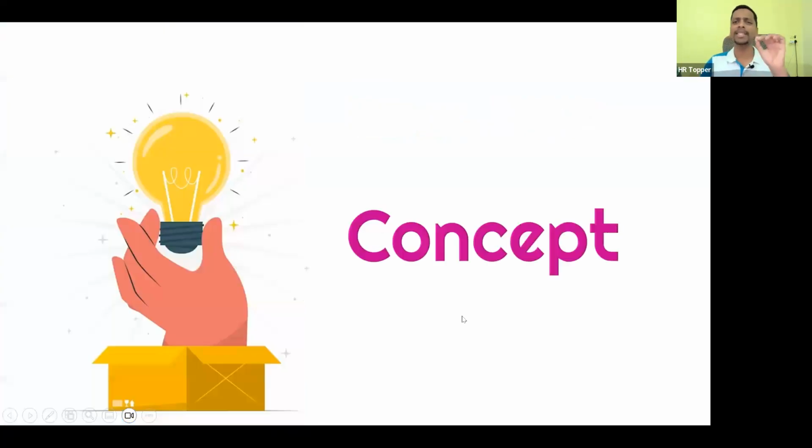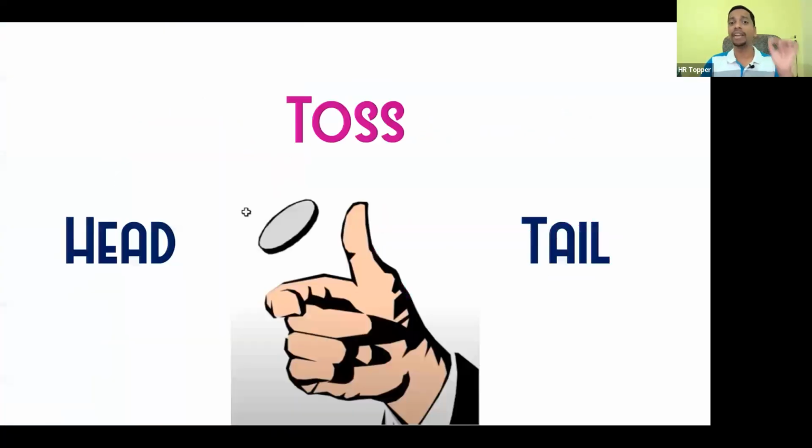Let me explain a simple concept which everyone knows about: the toss. Let's say you and me. I'm staying in Mumbai, so I'm from Mumbai and you're from Chennai, for example, my native place. So you are Chennai, I am Mumbai. And you have chosen head. The moment you have chosen head, it automatically defines that I am tail.